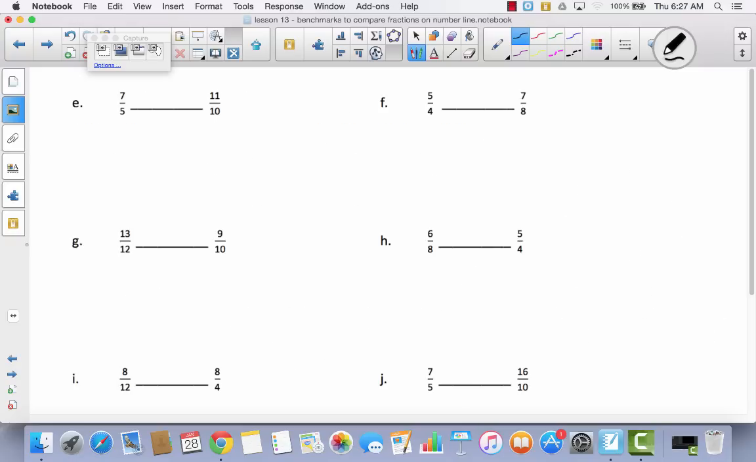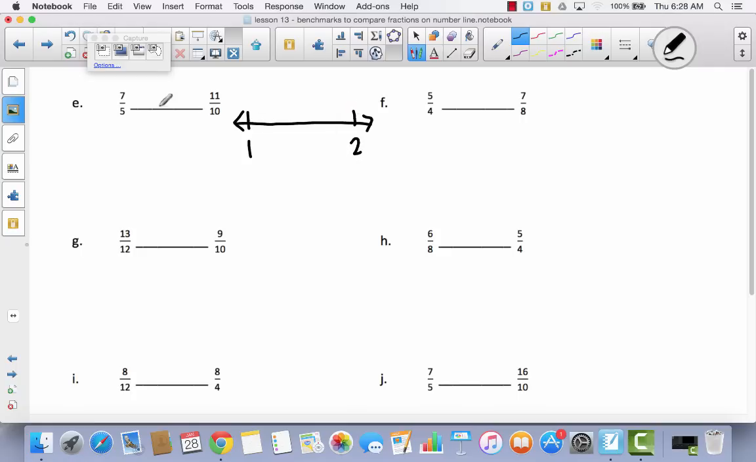All right, let's take a look at E. So now if I have 7/5, 7/5 is greater than 1/2 because 5 out of 5 would be 1/2, and 11/10 is greater than 1/2. Okay, so let's take a look here at this for a minute. Because both of these fractions are greater than 1, I'm going to label my number line from 1 to 2.